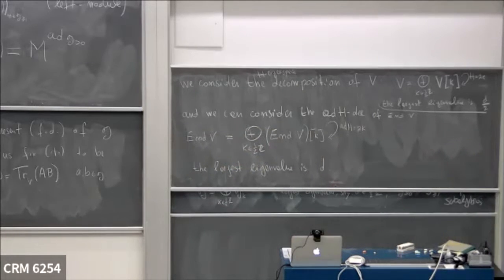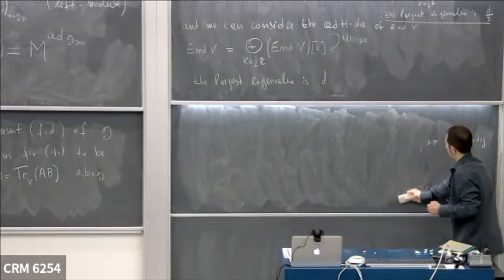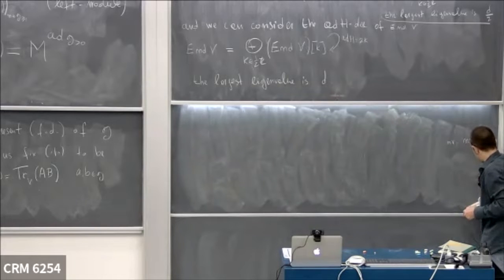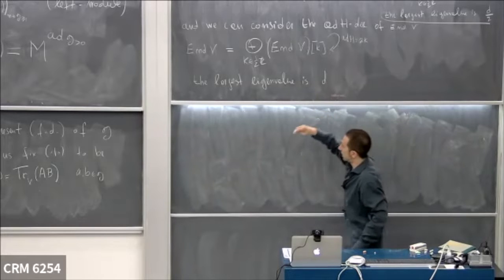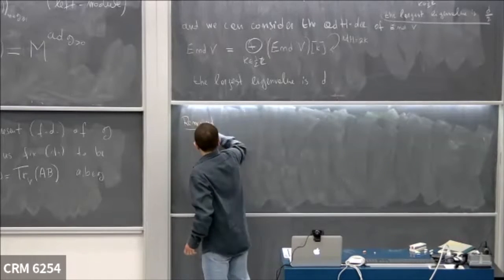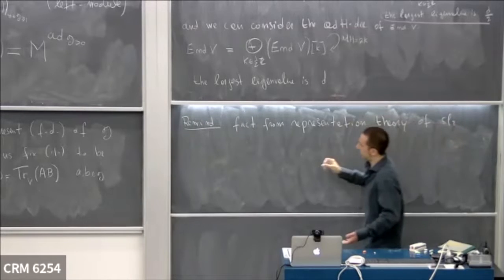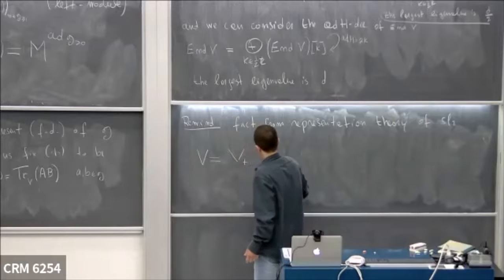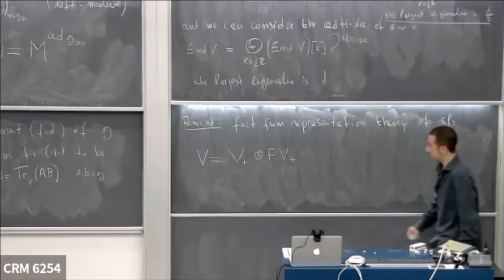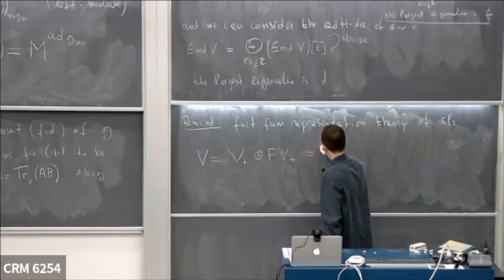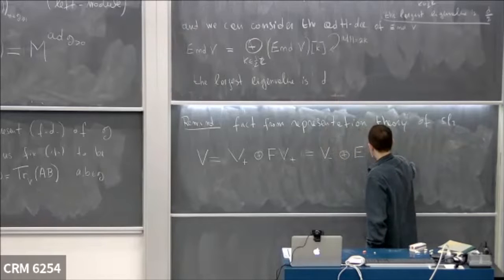Before giving this example, I would like to use this notation to give an example of a shift matrix, which will be introduced later. But before giving an example of this decomposition, let me just remind some facts from the representation theory of SL2. So what happens to our vector space V? It's the direct sum of V plus and F applied to V plus, and V minus direct sum E applied to V minus.